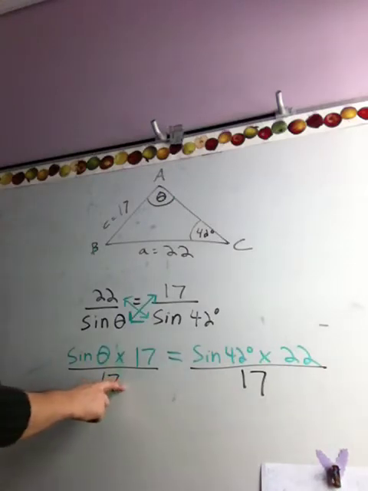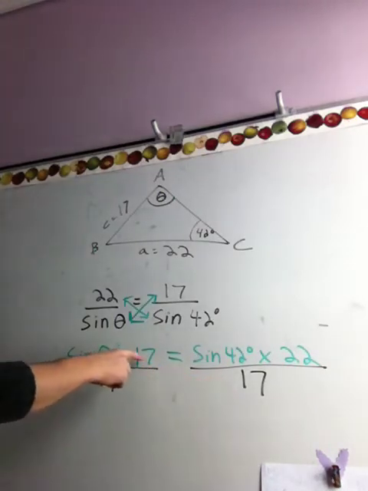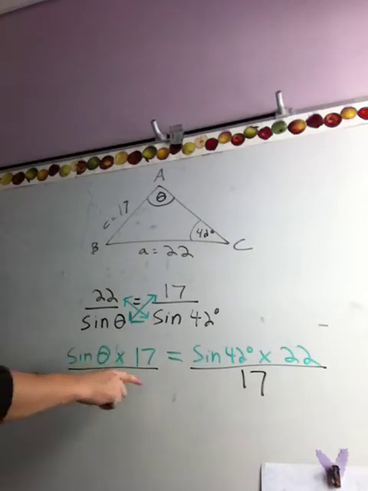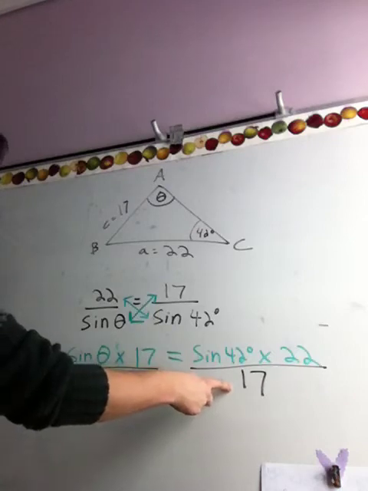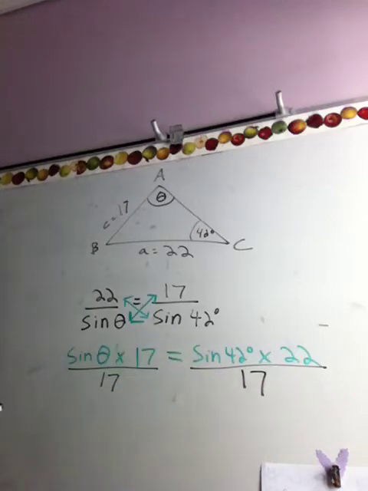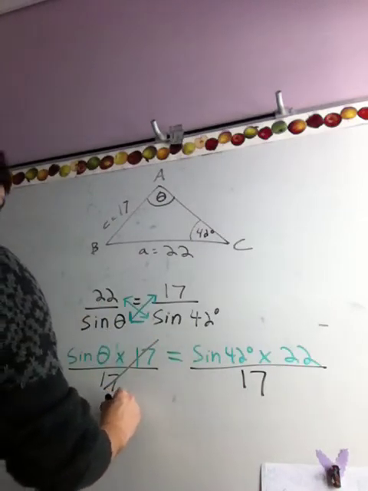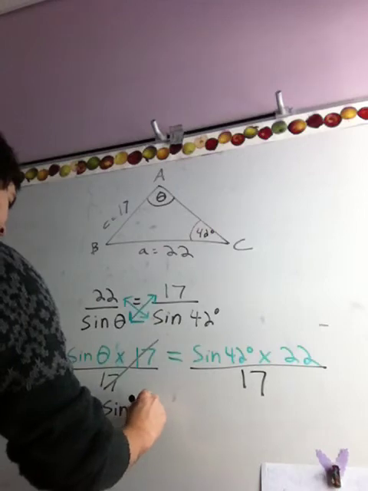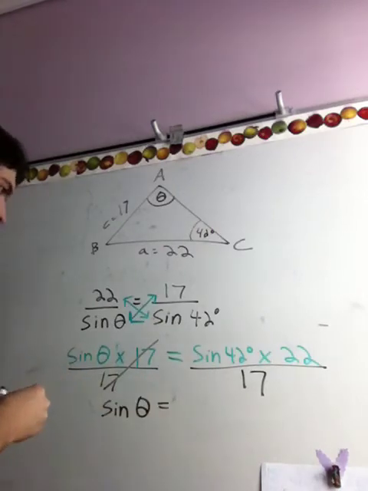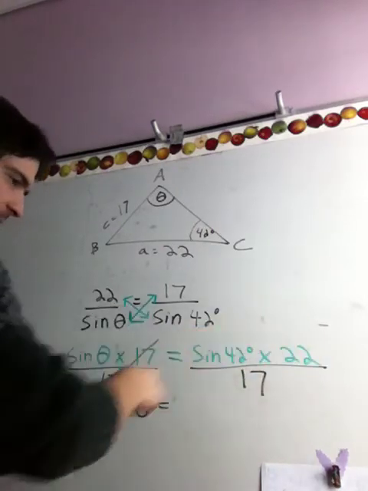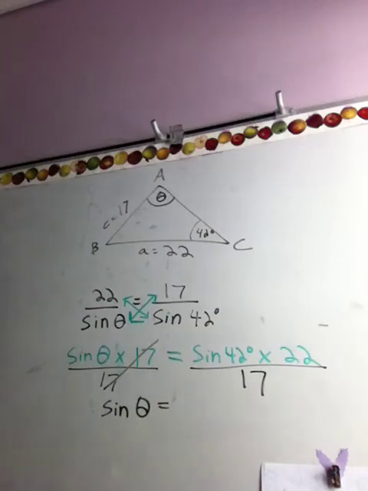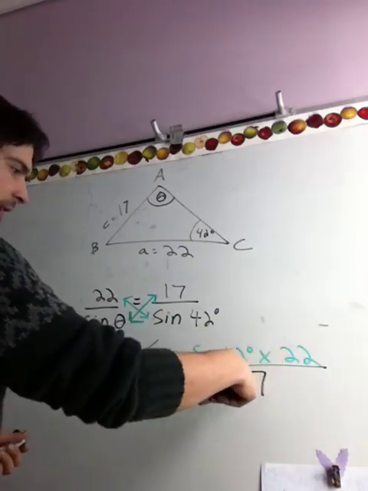So, we divide both sides by the 17. We wanted to get rid of the 17 on this side, so we divided by it. If you do something on one side of an equation, you have to do it on the other side to maintain the equality. So, the 17s cancel out here. We're left with sine of theta equals all this stuff over here, which we can do on the calculator. Sine 42 times 22 divided by 17.